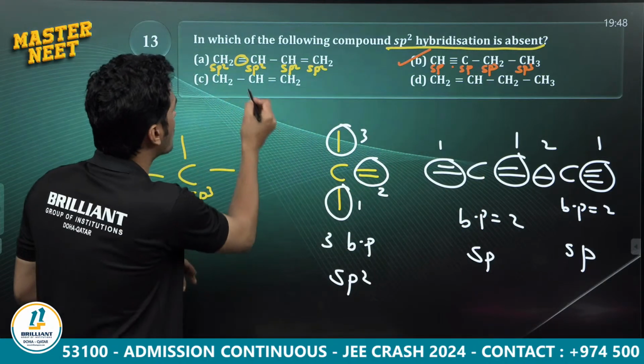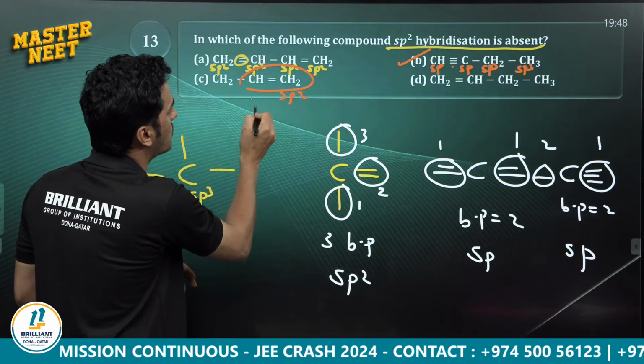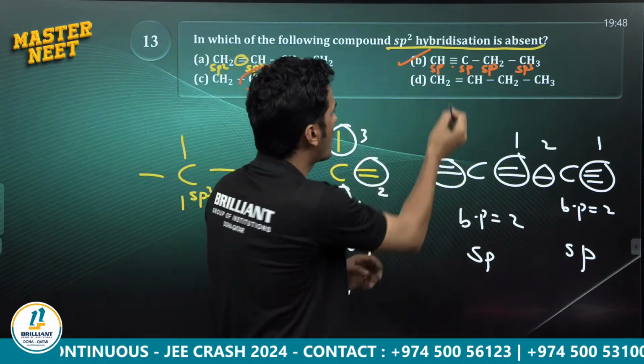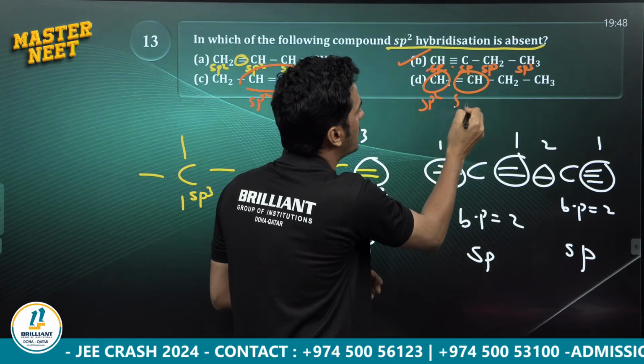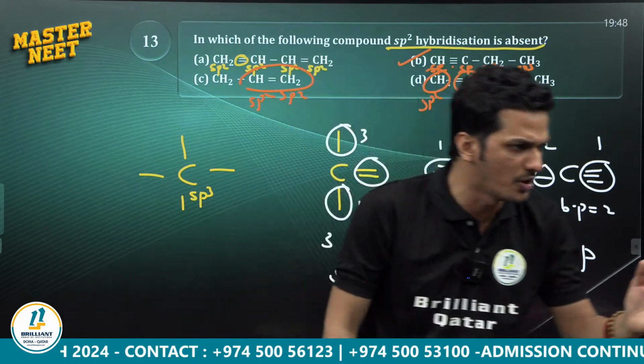What about here? Here also a double bond is there, so that's why sp2 is there. What about here? Here also a double bond is there, sp2 is there. Option B is the correct one. I hope you got it.